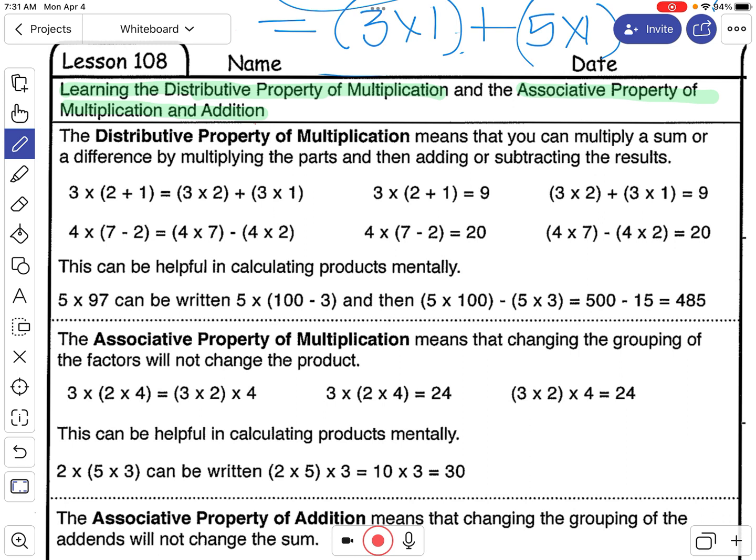Here we go. So the distributive property of multiplication means that you can multiply a sum or a difference by multiplying the parts and then adding or subtracting the results. So this problem here, 3 times 2 plus 1, is the same thing as saying 3 times 2 plus 3 times 1. Do you see where they got the numbers?